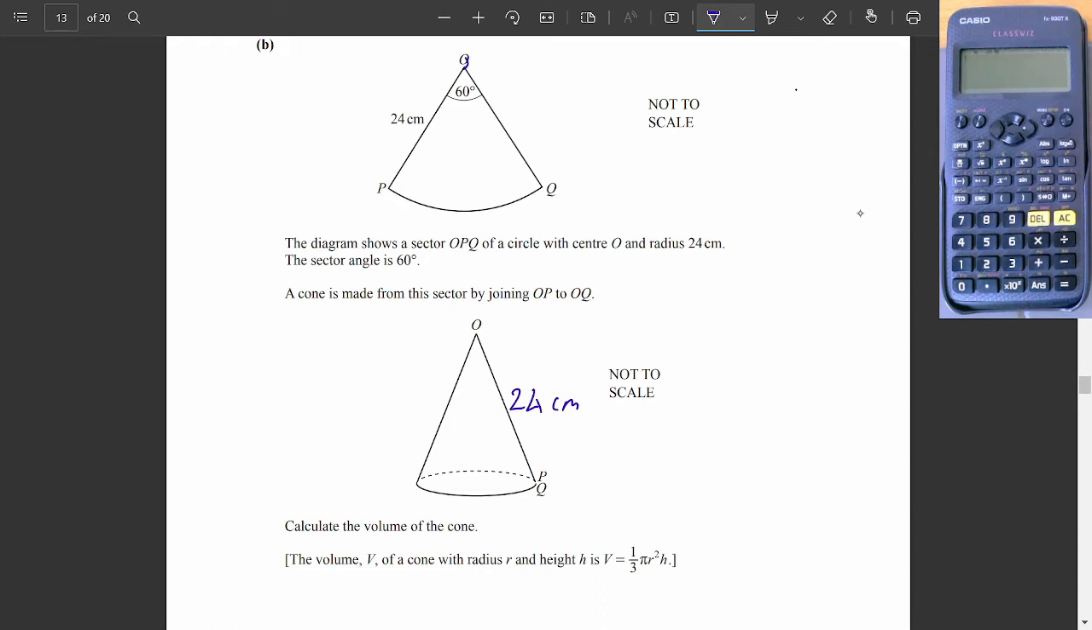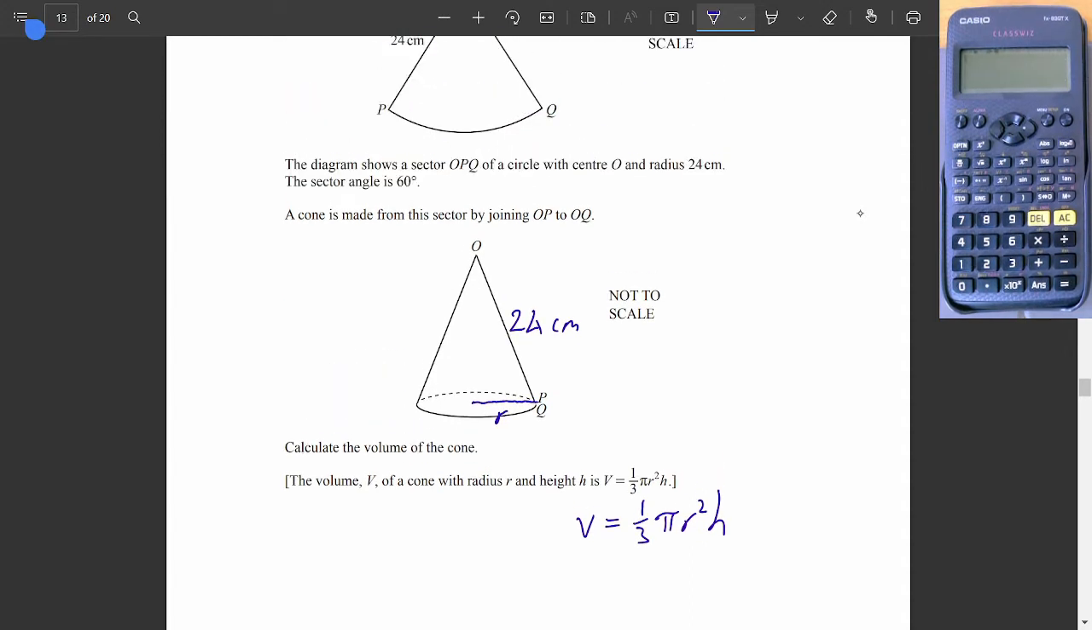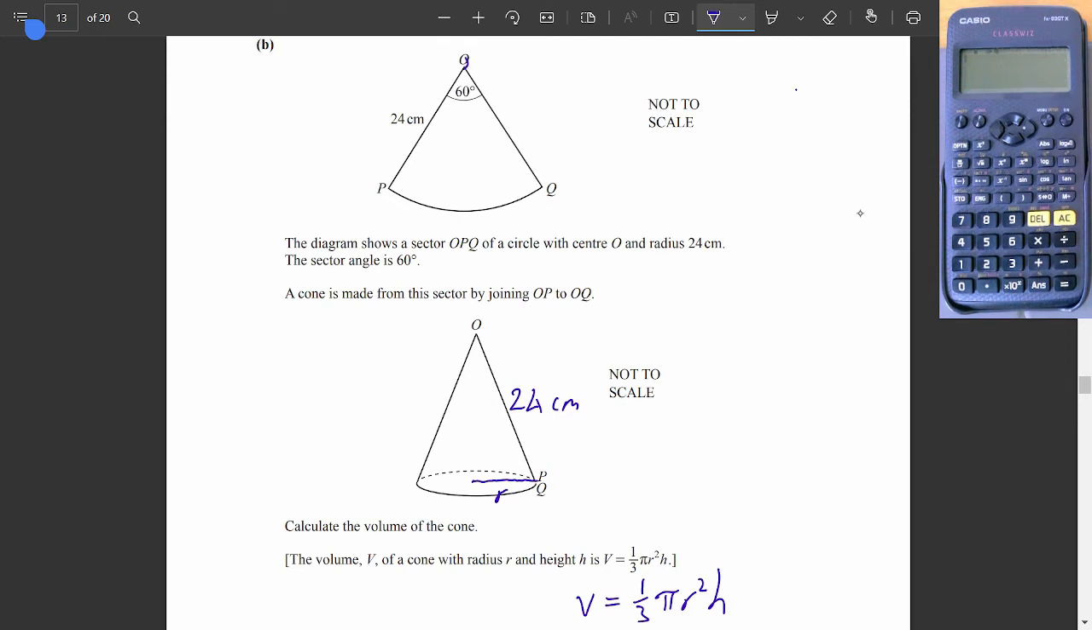Right. So to work out the volume, we have the formula here. Let's write it down. So V equals 1/3 pi r squared h. So what do we need? We need the radius of this cone, we need this value here, r. How can we possibly find that? Let's look at the information we have.